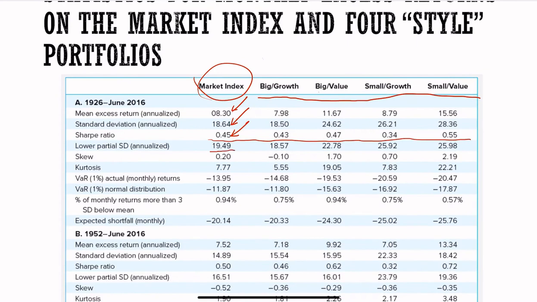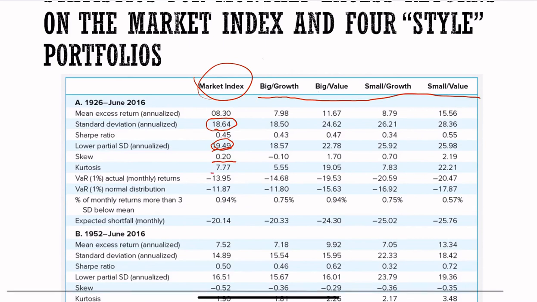And then we have lower partial standard deviation. What you can see here is lower partial standard deviation is actually quite close to the conventional definition of standard deviation, right? So these numbers are very similar. This basically means that there is not a lot of asymmetry in the returns. And you can see that if you look at this number of skew here, it's 0.2. It's very small. It basically means that the actual market returns are roughly symmetric.